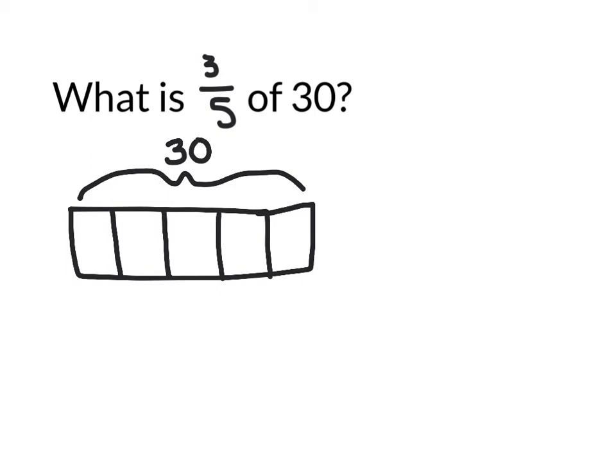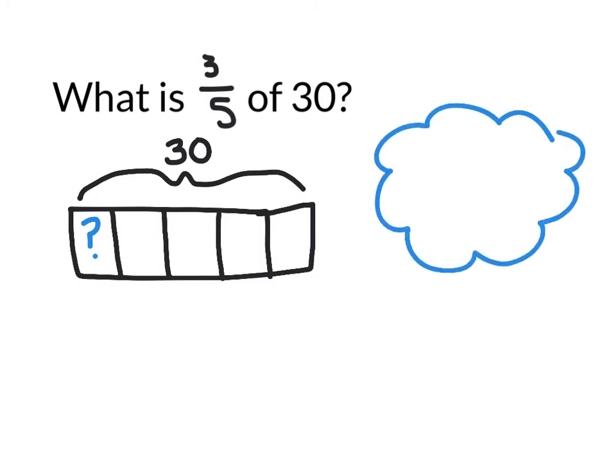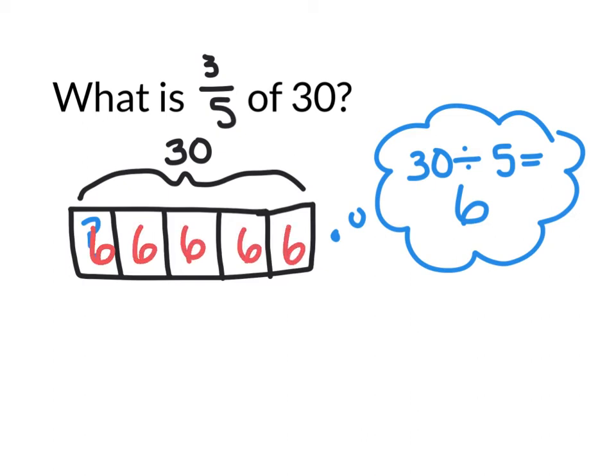Now I need to figure out how many marbles belong in 1/5 or 1 unit of 30. So I can think inside my head, what is 30 divided into 5 pieces? 5, 10, 15, 20, 25, 30. 5 fits into 30 6 times. Oh my gosh, it's 6 again. This is a coincidence. I'm not doing this on purpose. So each section on my bar model would actually be 6. 6, 6, 6, 6, and 6.